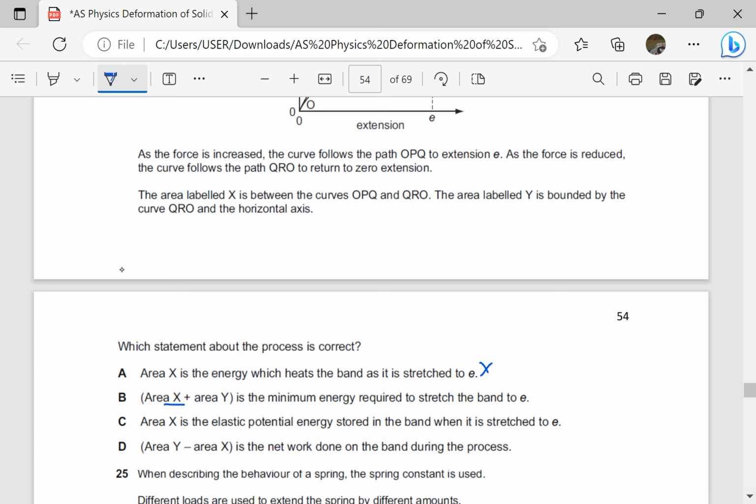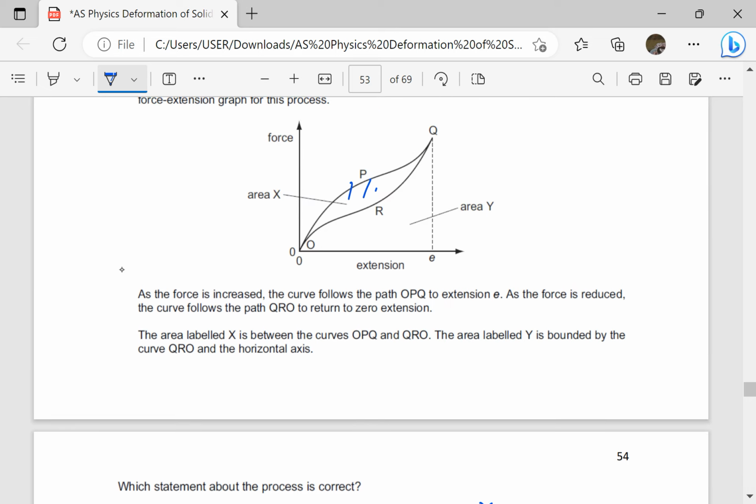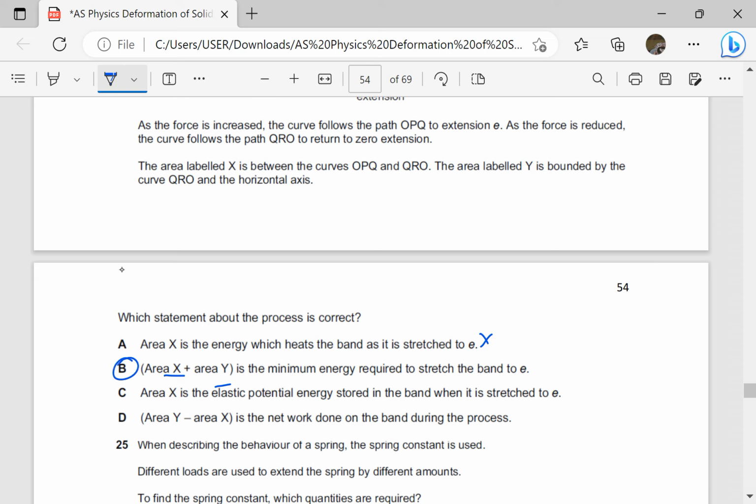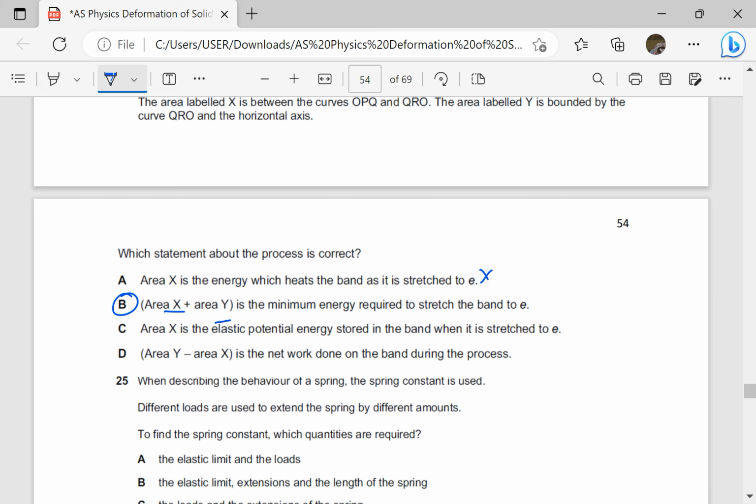Area X plus area Y is the minimum energy required to stretch the band to E. Area X and area Y, it is actually the total work done in loading the material. The total area under the graph OPQ with the x-axis is the work done in loading or stretching the band. So the answer is going to be B. Area X plus area Y is the minimum energy required to stretch the band to E.